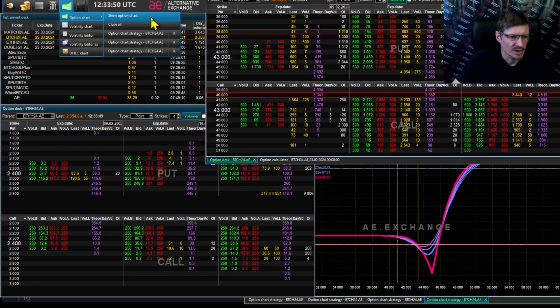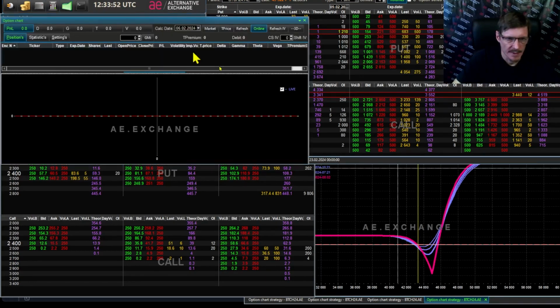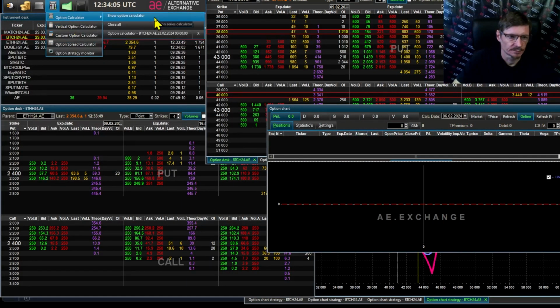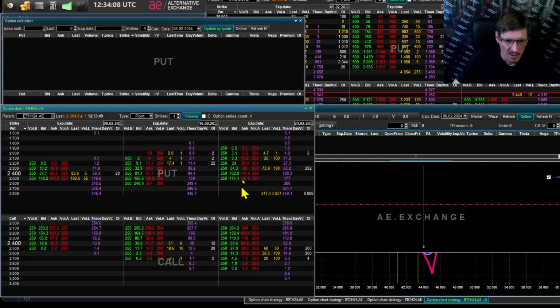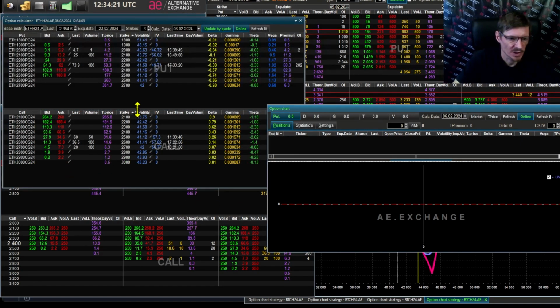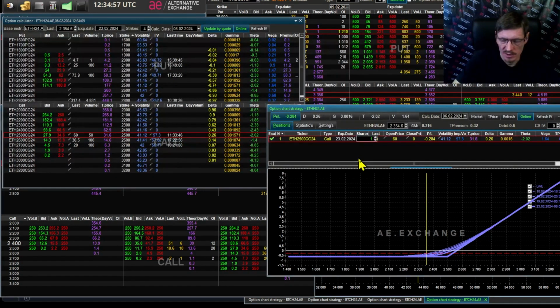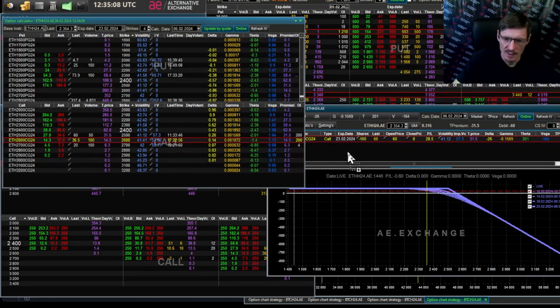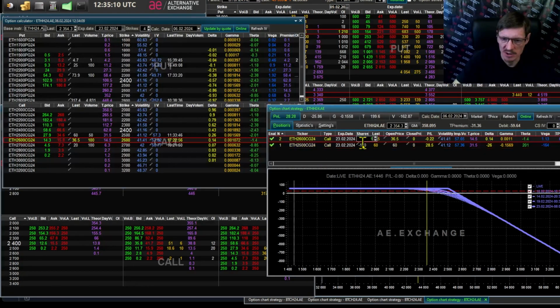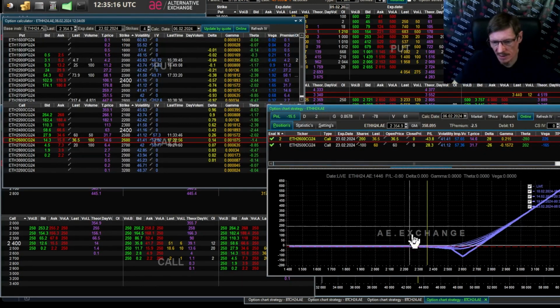Let's work with an asset like Ether today. I'm also going to open up the options calculator and I'm going to pick February Ether options. I'll use call options with a strike of 2,500. I'll sell 100 contracts and then I buy 200 contracts with a strike of 2,600. We have a back ratio spread.